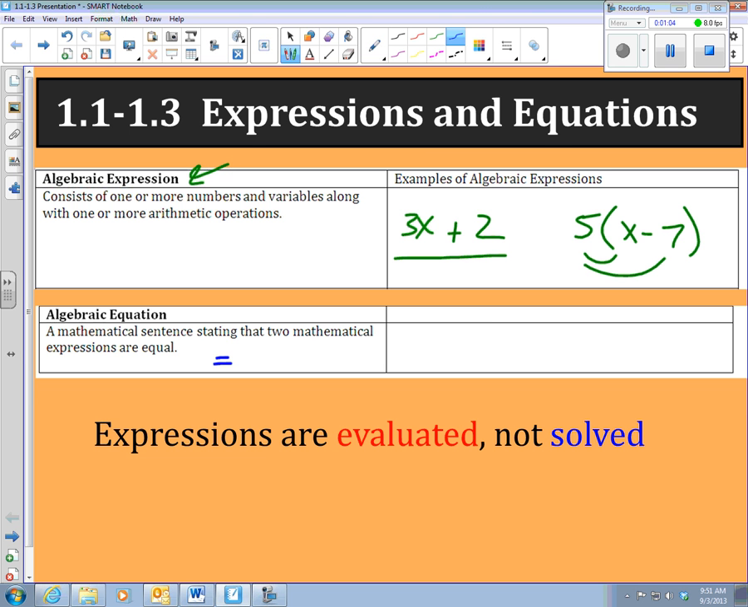An algebraic equation contains an equal sign. So you could take 3x plus 2, which is not an equation, throw an equal sign in there. We'll say it's equal to 11, and we have an equation. Now, the deal is this. Expressions are just evaluated. They're not solved. You can also simplify them. Equations are solved. You would solve an algebraic equation. Okay, good.